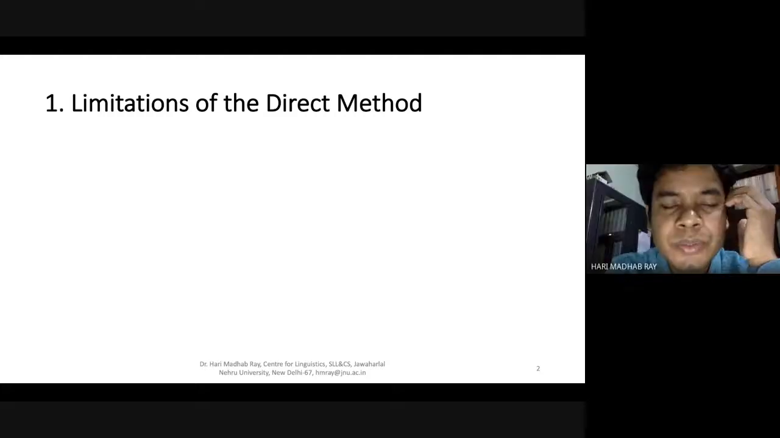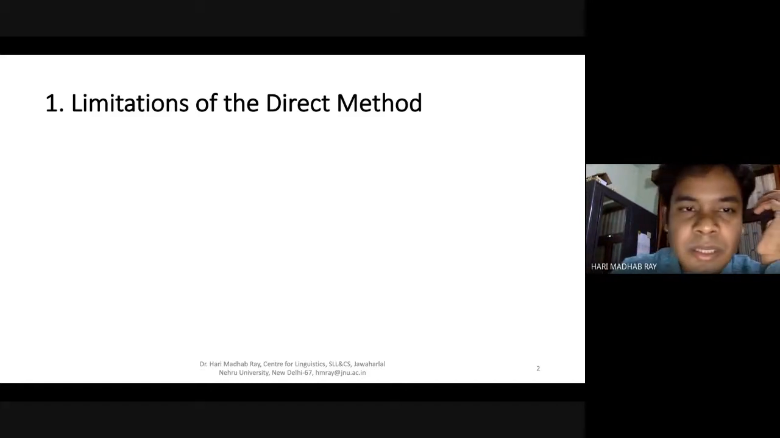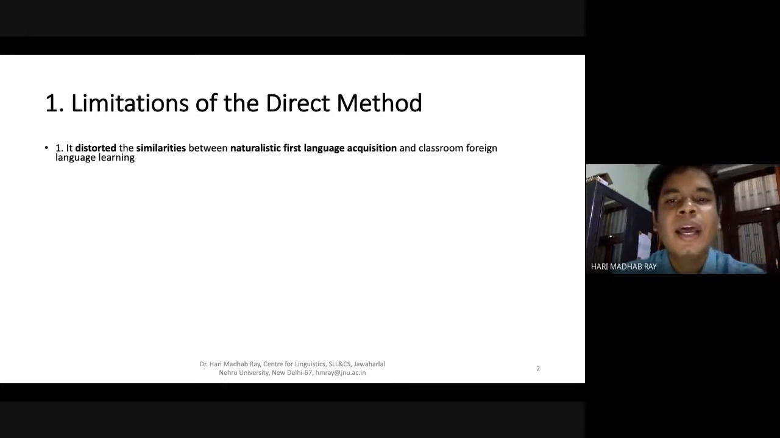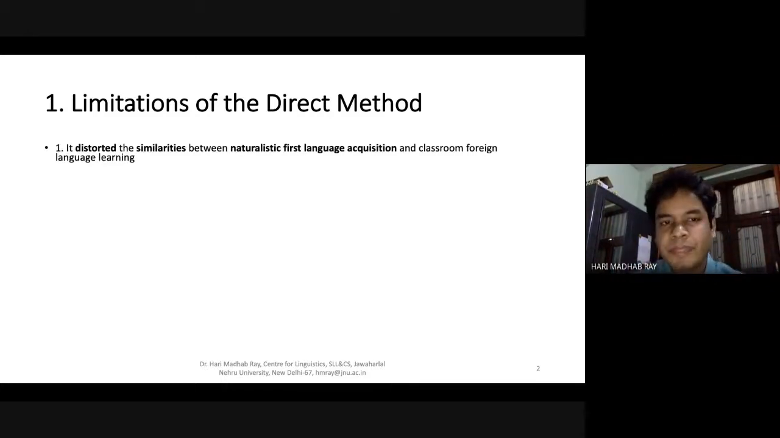Thank you, Shivam. If the teacher is bad, the whole teaching methodology will be affected, and maybe the learners may not learn anything. It totally depends on the teacher and his roles, visionary plan, lesson plan, and everything. Thank you, Shivam, for briefly talking about the limitations. We also discussed the similarities between naturalistic first language acquisition and classroom foreign language learning.